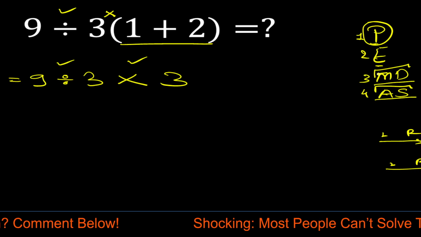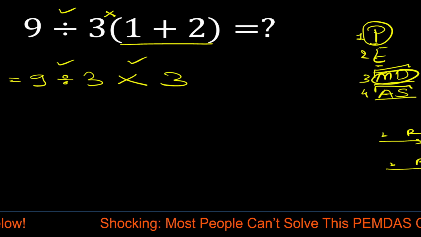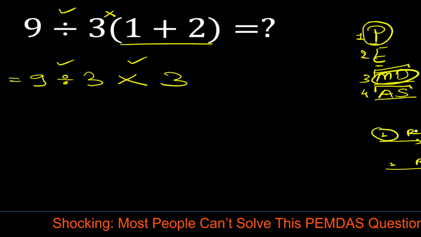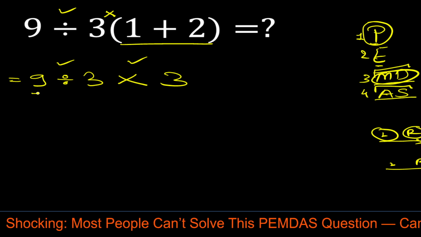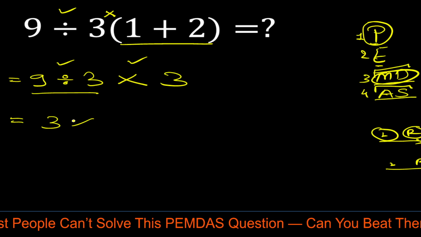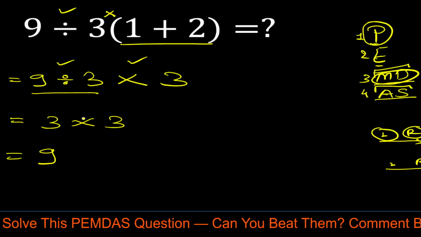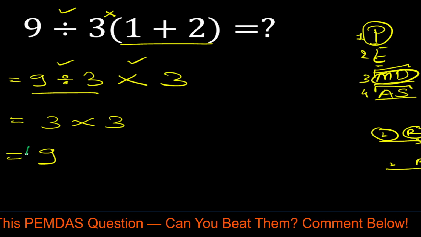So multiplication and division both have equal priority. So we have to solve it from left to right. So first we have to solve this division, right? So 9 divided by 3 is equal to 3, times 3. So now 3 times 3 is equal to 9. So the correct answer is 9, right?